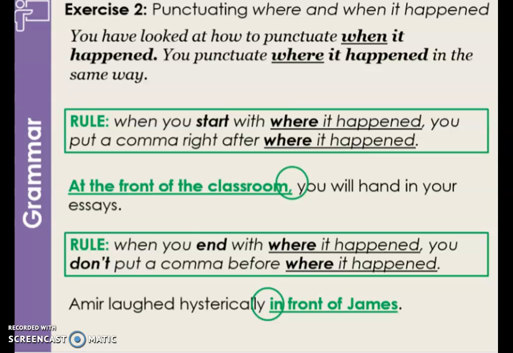The other second rule is when you end with where it happened, you don't put a comma before where it happened. I.e., Amir laughed hysterically in front of James. The in front of James is where it happened, but you don't need a comma before it because it's at the end of the sentence.